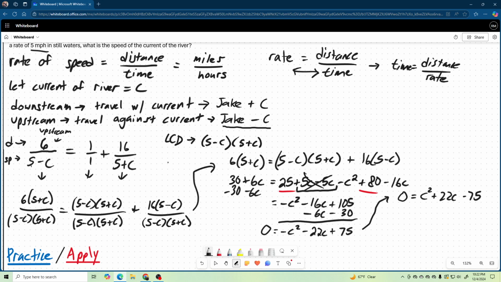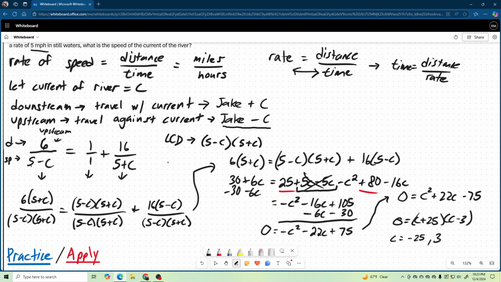Now, the only numbers I really know for 75 off the top of my head are 3 times 25, and then 7 times 15, I think? The one I know off the top of my head is 3 and 25, right? I noticed that if I multiply positive 25 and negative 3, I'll get this number. So that's what my numbers are. So positive 25 and negative 3 will work. So 0 equals c plus 25, c minus 3, which is of course going to give me c equals negative 25 and 3.